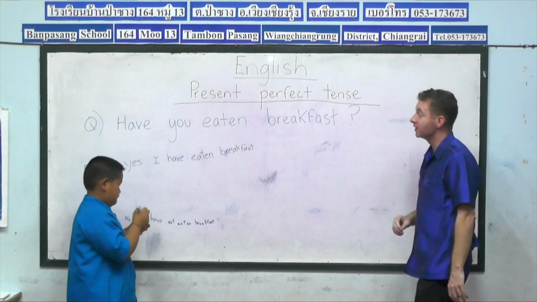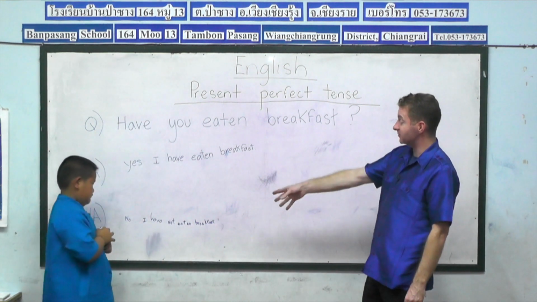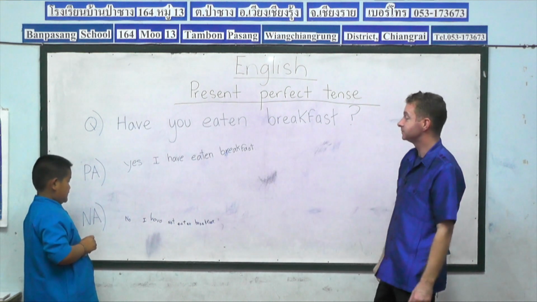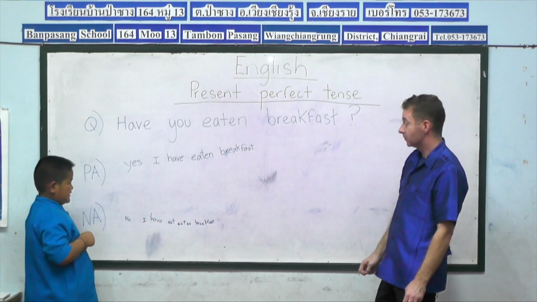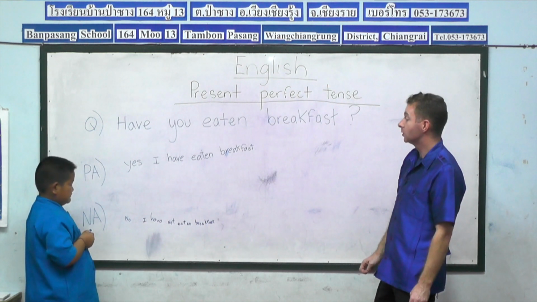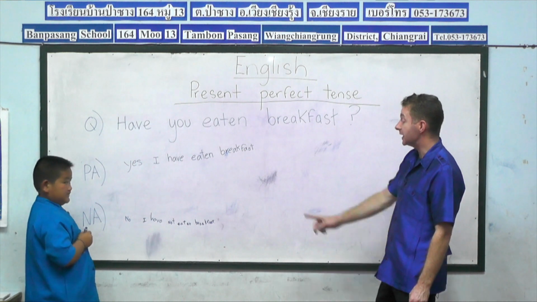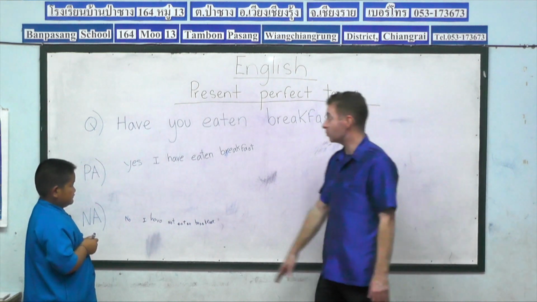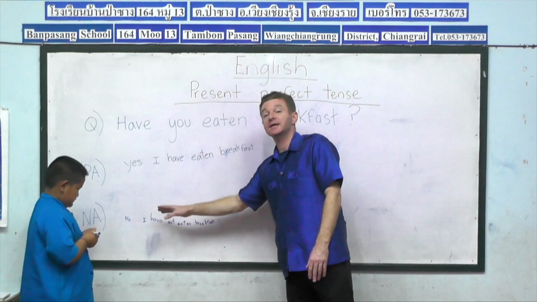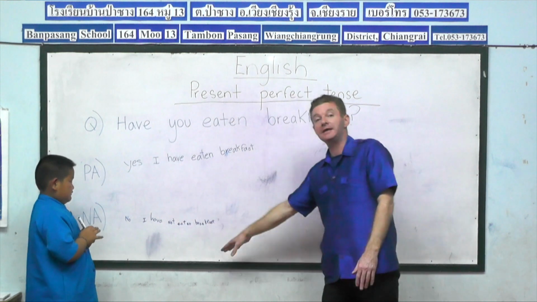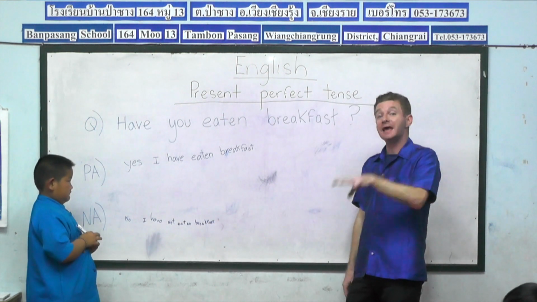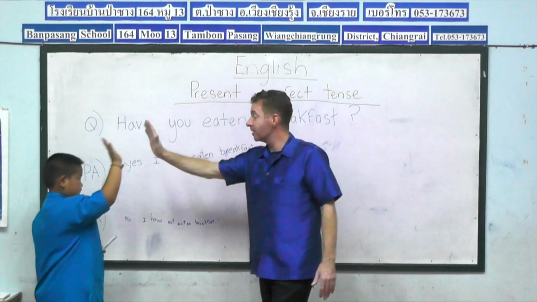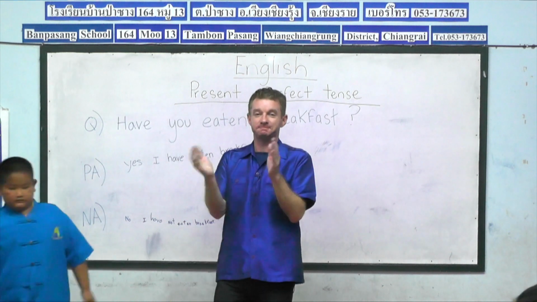Okay, Net, very good. So ready, Net? I will ask you the question and then you can respond. Have you eaten breakfast? Eaten breakfast. Okay, so Net's response was, no, I have not eaten breakfast, which is the negative response in the present perfect tense. So well done, Net, very good. Big round of applause for Net, please, guys.